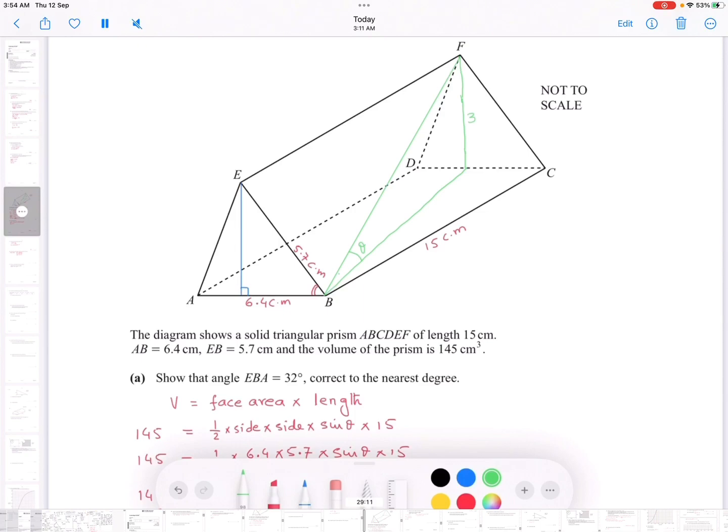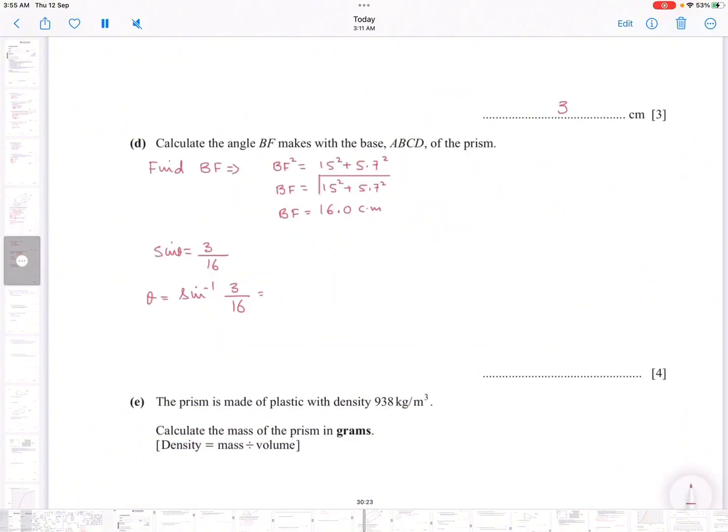BF we already calculated, 16. So we have a right angle triangle ready, and opposite to theta is 3 and opposite to 90 is 16. So opposite over hypotenuse, or perpendicular over hypotenuse, so sine theta will work here. Sine theta is equal to 3 over 16. Theta equals sine inverse of 3 over 16, and you get the angle 10.8.